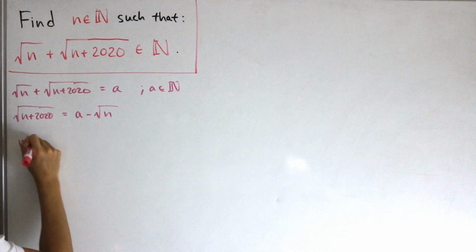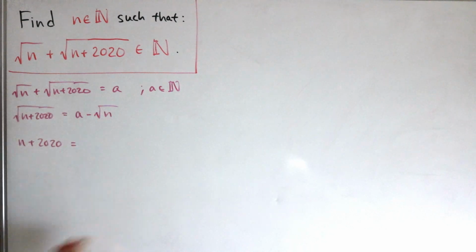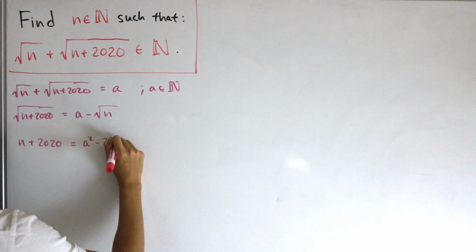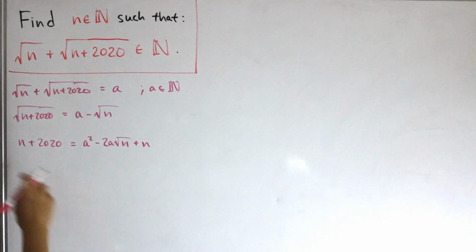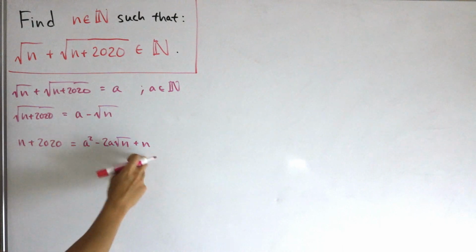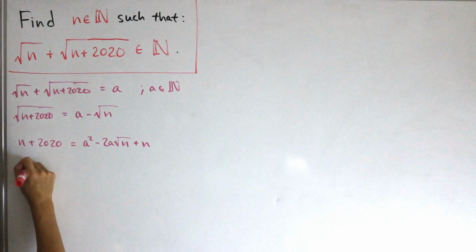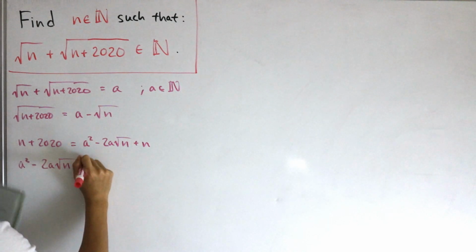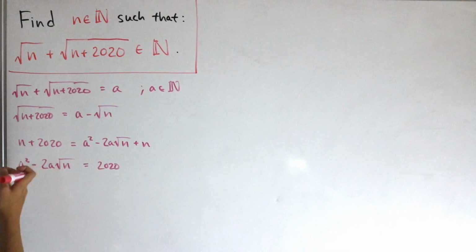In other words, I have n plus 2020 set equal to a minus the square root of n, quantity squared. If you expand that out, I have a squared, then subtract 2 times a times the square root of n, and then add n. What you'll notice is that the n's cancel, so what we're left with is a squared minus 2 times a times the square root of n, set equal to 2020.